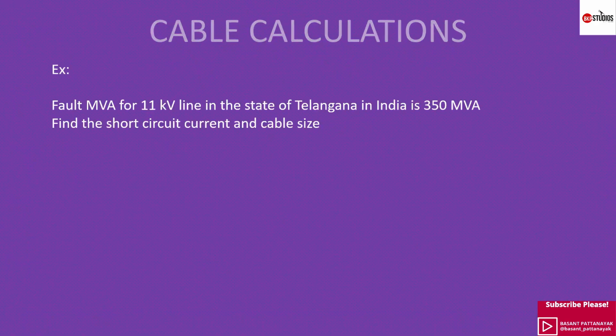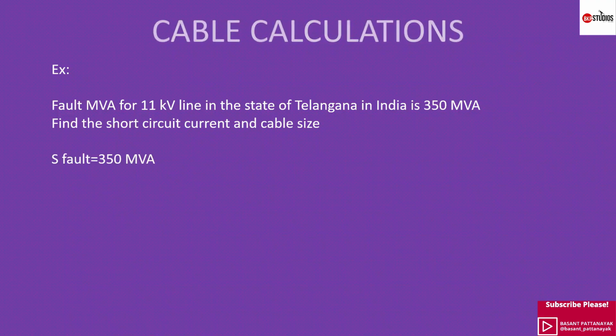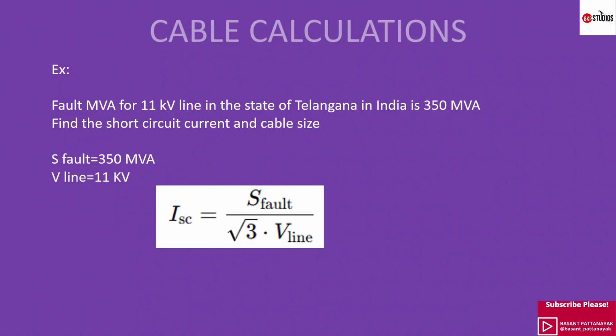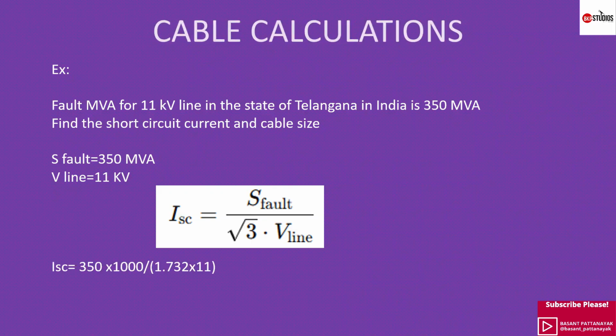Let's solve a problem. Fault MVA for an 11 kV line in the state of Telangana in India is 350 MVA. Find the short circuit current and cable size. This is a practical scenario. If you are a designer, you will face this scenario. So S fault, the fault MVA, equals 350 MVA. V line voltage equals 11 kV. What is the equation? Short circuit current equals S fault MVA divided by root 3 into line voltage. Substituting values in this equation, the fault MVA equals 350. We are converting into kVA: 350 into 1000 divided by, what is the root 3?